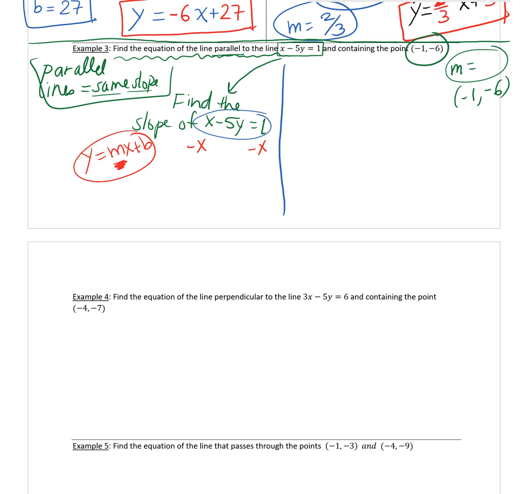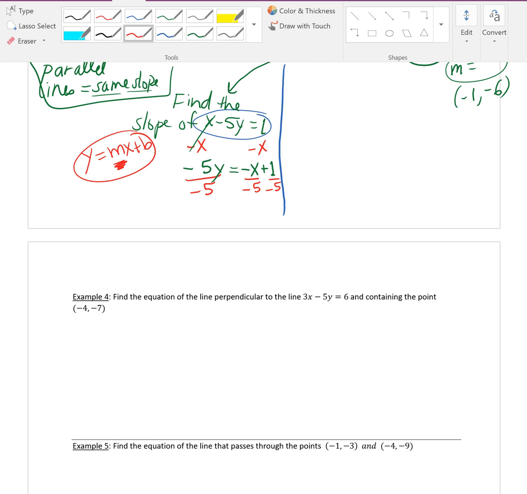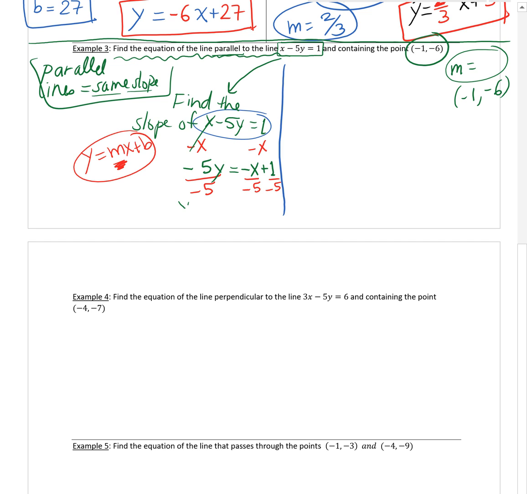If I want to isolate y, the first thing I need to do is move the x over. That way I'll have negative 5y by itself. Then I could have 1 minus x, but like we've seen before, you want to write the x term first and then the constant. So I'm going to write negative x plus 1. Then to really get y by itself, I'm going to divide every term by negative 5. That'll get y by itself, and then we'll finally be able to identify the slope. So that will give me y equals, okay, we've seen this before also.